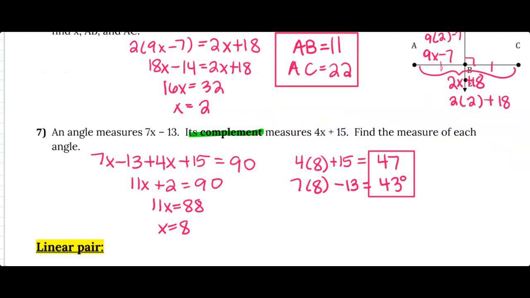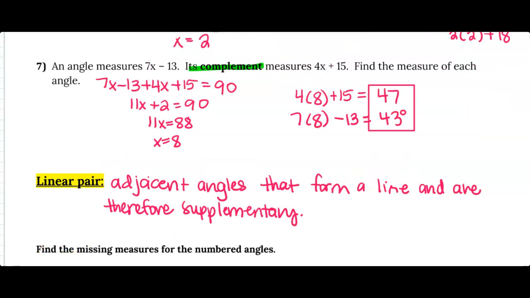Since they told you that the angles were complements of each other, that means that they add to 90 degrees. So adding the two angles together and setting them equal to 90 is how you set up your equation. Solving for x, you get that x is equal to 8, and then plugging 8 back in for x gets you each of the angles.